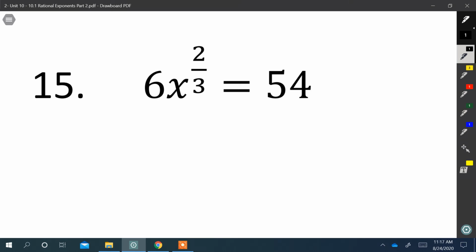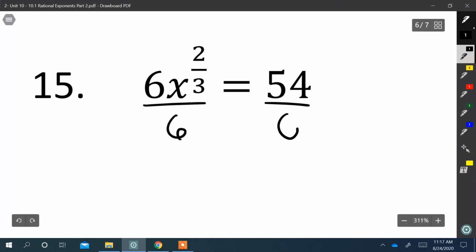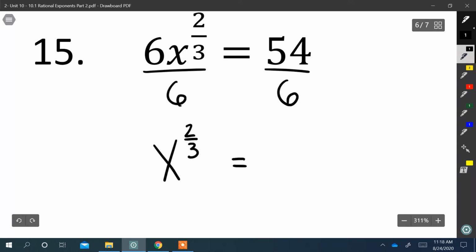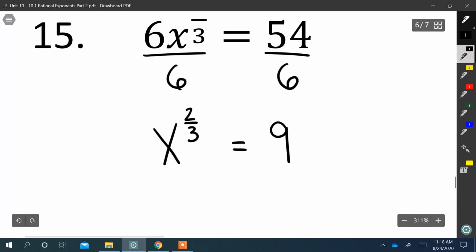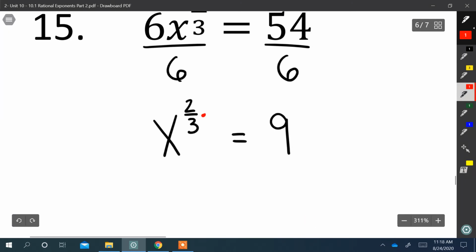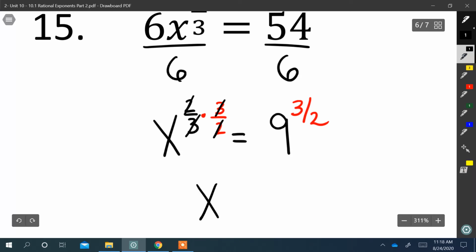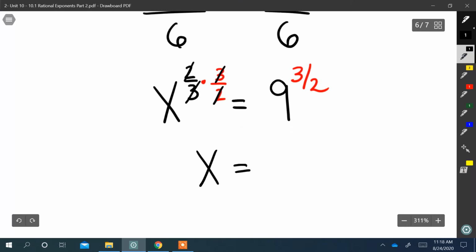Alright, so here's what you should have gotten. First of all, you want to divide by 6 here and 6 there. So you have x to the 2 over 3 is equal to, well, 54 divided by 6 is 9. And then let's go ahead and multiply this 2 over 3 times the reciprocal of that. So that would be 3 over 2. So that would also be 3 over 2 on this side. And we do that so that this and this will cancel. We end up getting just x by itself.